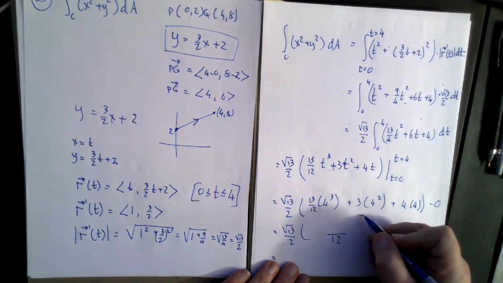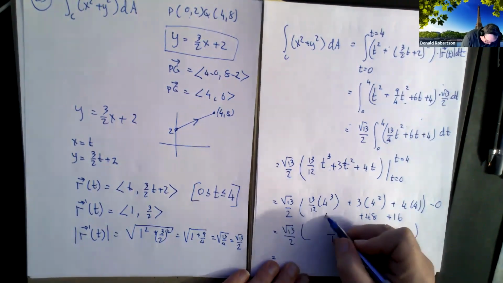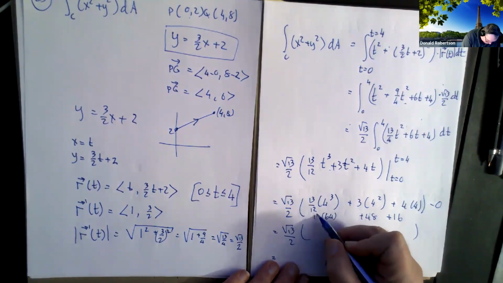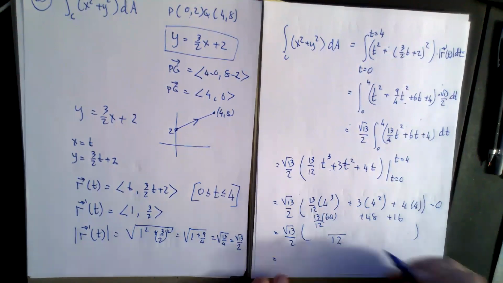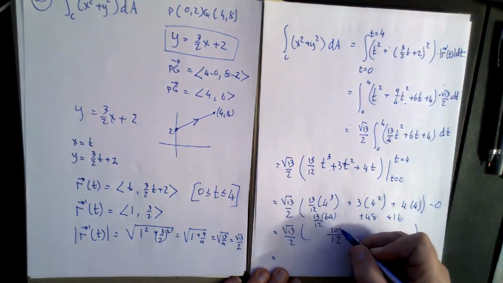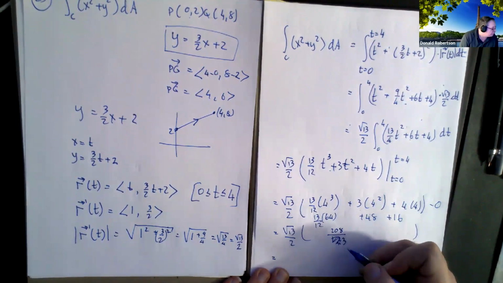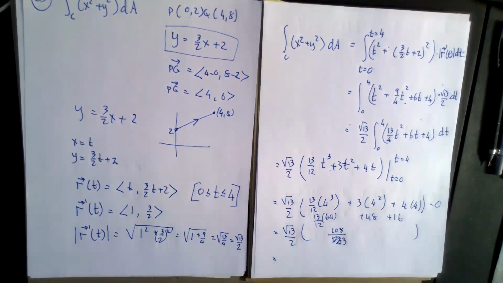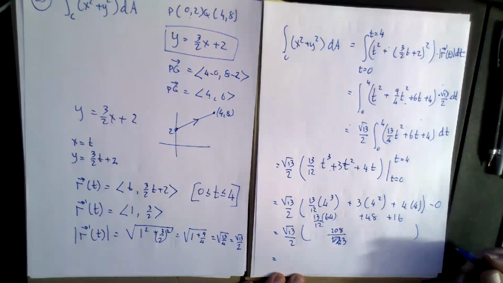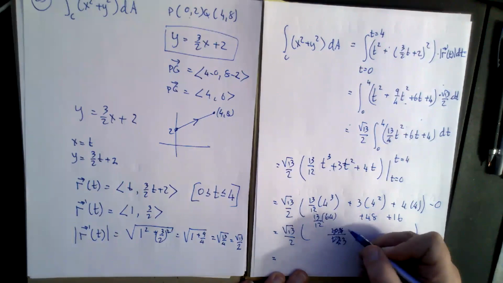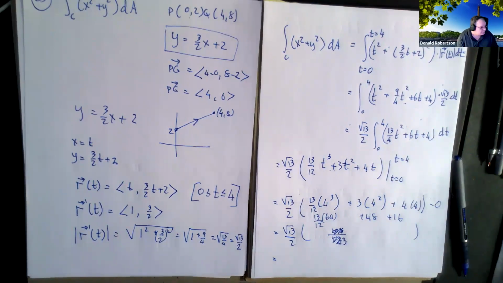I mean, that's 48, I tell you that. And that bit's 16, and that bit's 64, and they're over 12. For the first one, I got 208 over 3. Anybody else? Say again? It ends up being 400 over 3 and then times root 13 over 2.